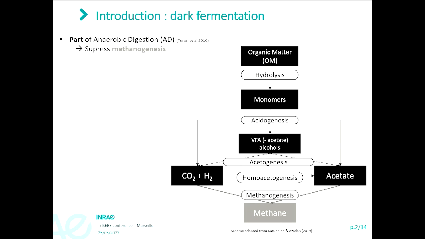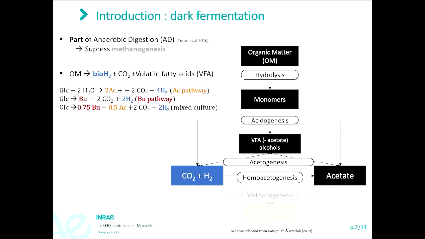But first, let me quickly introduce dark fermentation, as it was already presented before. Dark fermentation is a part of the anaerobic digestion process. We suppress the last step, methanogenesis, to prevent the consumption of hydrogen by methanogen archaea. This way, we are able to accumulate hydrogen, CO2, and VFA, mostly acetate and butyrate, in the media. Hydrogen can be produced either by following the acetate pathway, the butyrate pathway, or a combination of both in mixed culture.